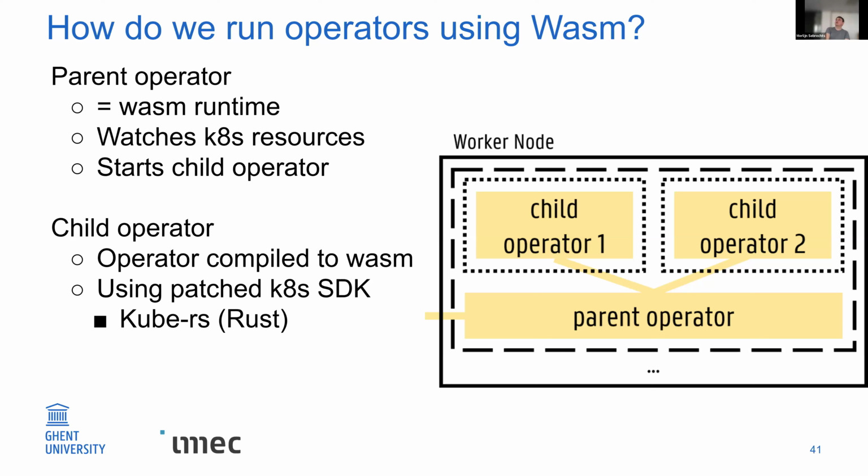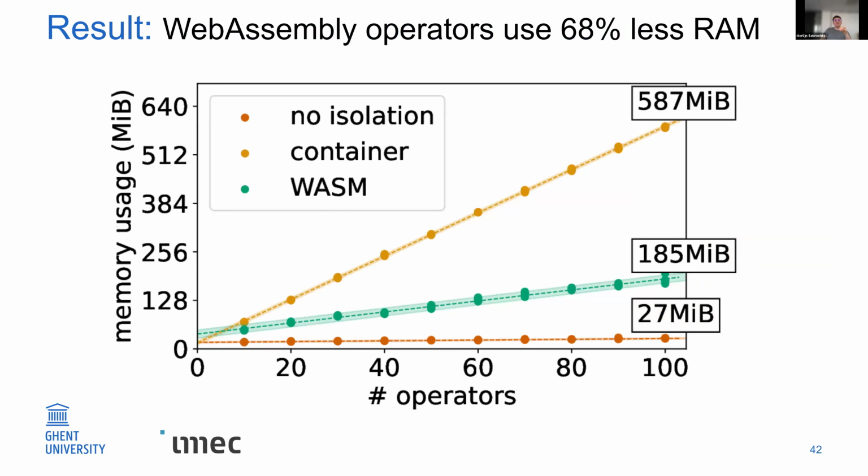This has a lot of advantages. One of the advantages is that simply by running these operators inside of WebAssembly, they are already using 68% less RAM. This is partly due because a lot of the functionality is as part of the runtime, so it doesn't have to be duplicated for each running operator. And another part of this advantage is because you're not having the overhead of a complete Linux user space in a Docker container for each operator that you're running. You only have the application binary.